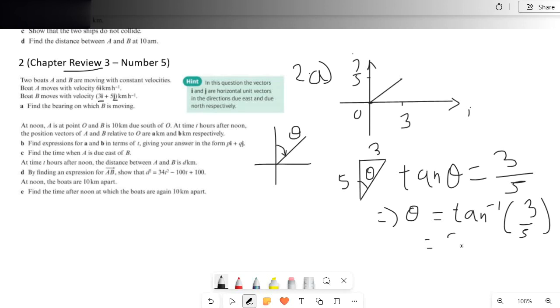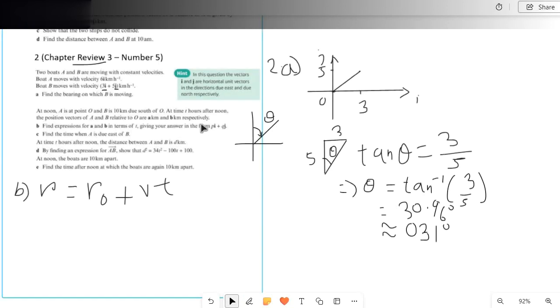30.96 degrees, or in bearing form it is approximately equal to 0.31 degrees.